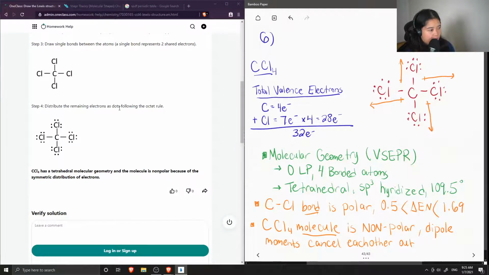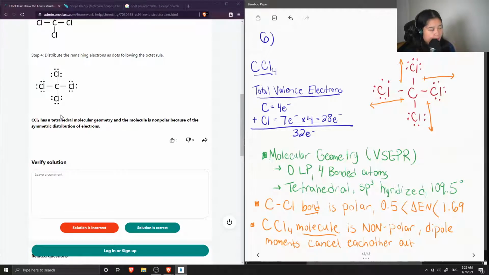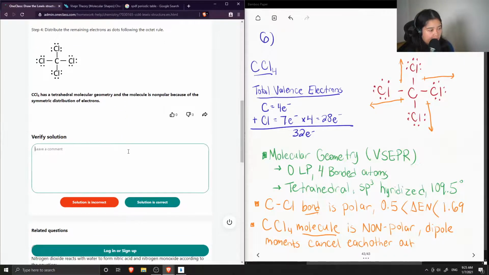following the octet rule. Okay, so they got the same Lewis structure and noted that it has a tetrahedral molecular geometry and the molecule is nonpolar because of the symmetric distribution of electrons. Yep, so this solution is correct.